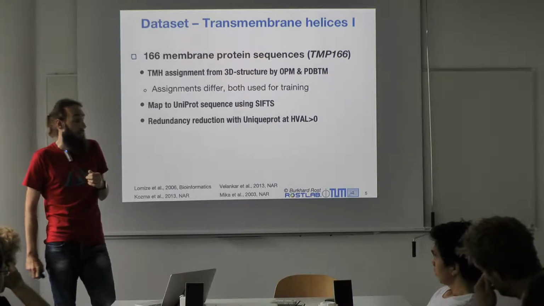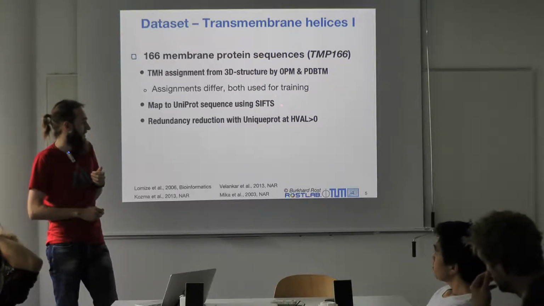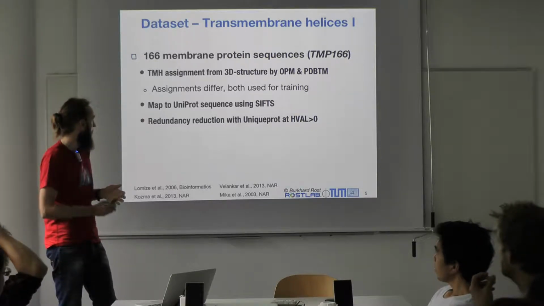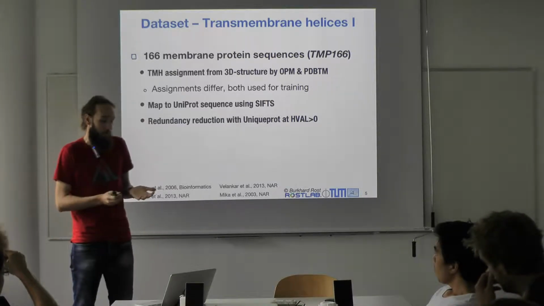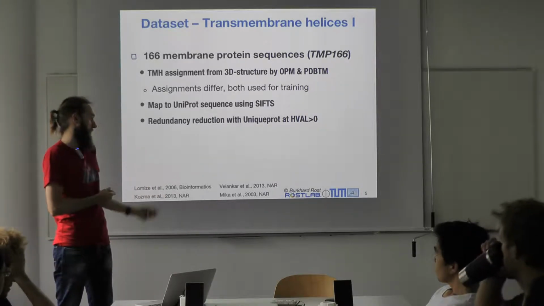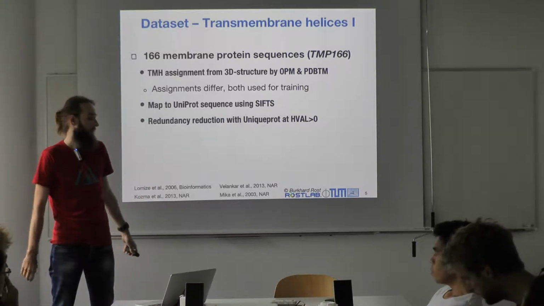Mapping that is actually not very nice to do if you were to do it yourself, but luckily there's this SIFTS service from the EBI, and that does it relatively straightforwardly for you. And once we have that, we of course have to perform a redundancy reduction on the sequence. For that, we're using UniProt, which uses the HSSP value. You've all seen the curve, so you should know.